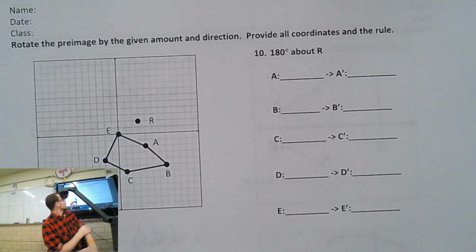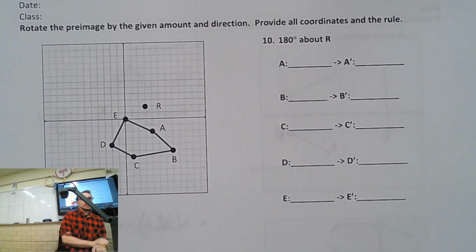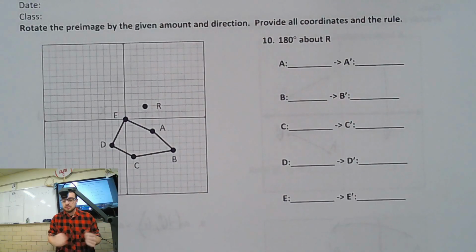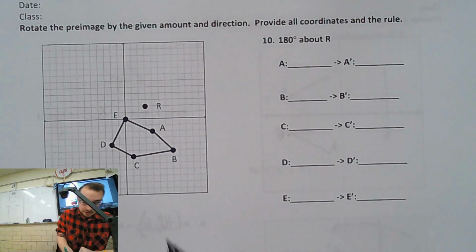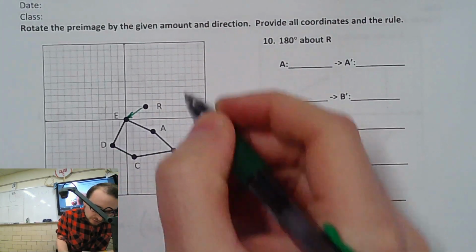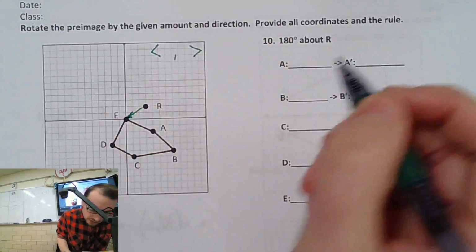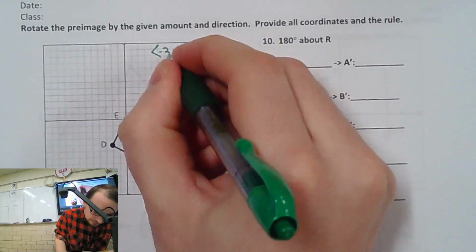Next page, number 10. 180 degrees about R. Oh God, I don't want to draw all those L's. That would be terrible. Okay, then don't. Let's find the rule first. Is R on 0, 0? No, so we have to move it to 0, 0. So everything is going to move by this vector. What vector are we moving everything by? Looks like 3 to the right and 2 down.